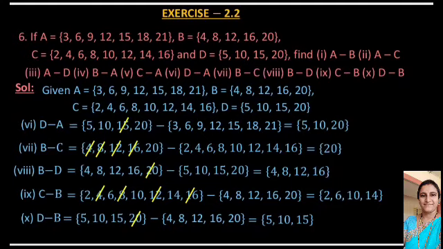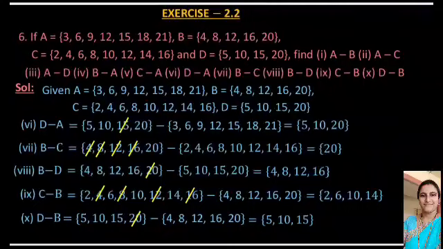Next question is C minus B. First we take the C set and after that the B set. In the difference of C and B, what are the common elements? 4, 8, 12, 16. So we strike out the 4, 8, 12, 16 in the C set. Then we get the answer, the set of 2, 6, 10, 14, which is C minus B.